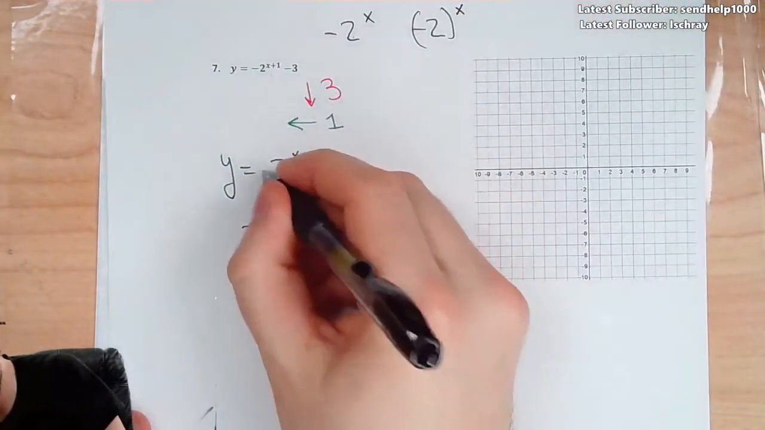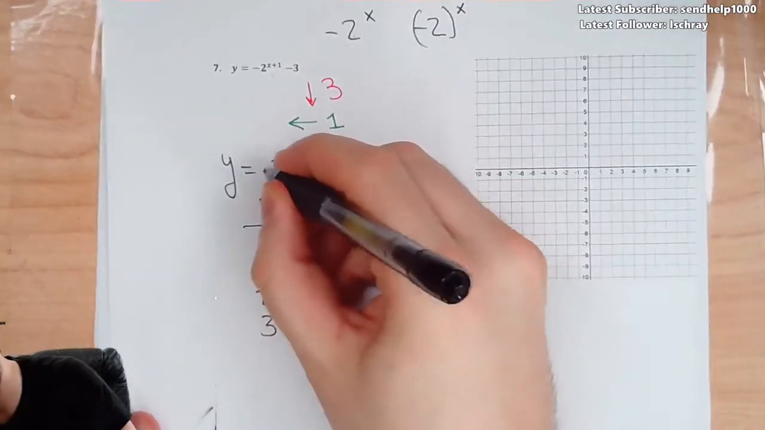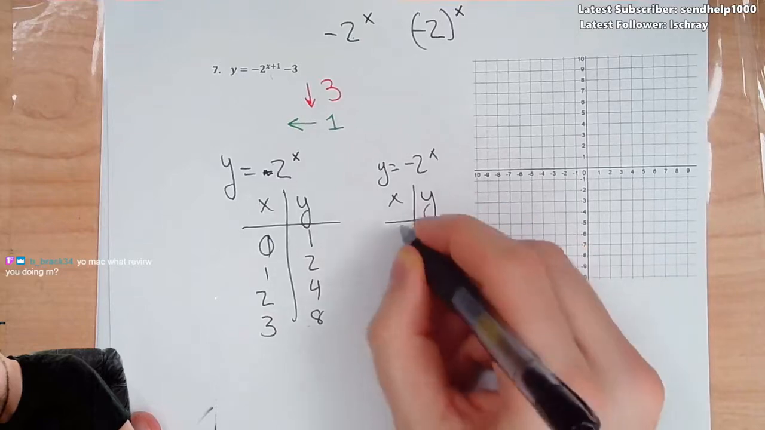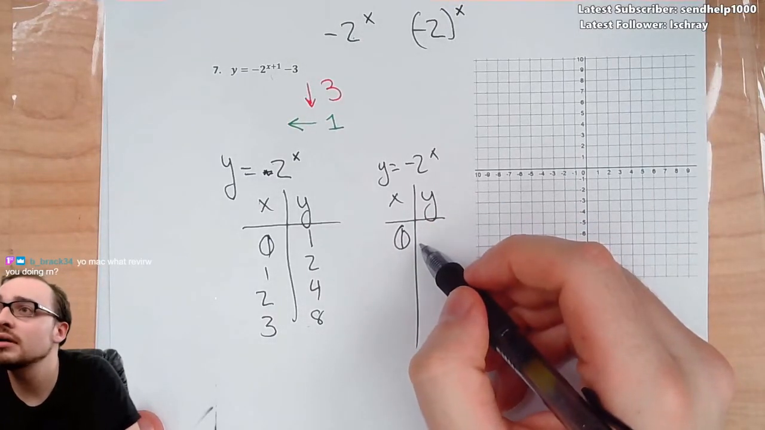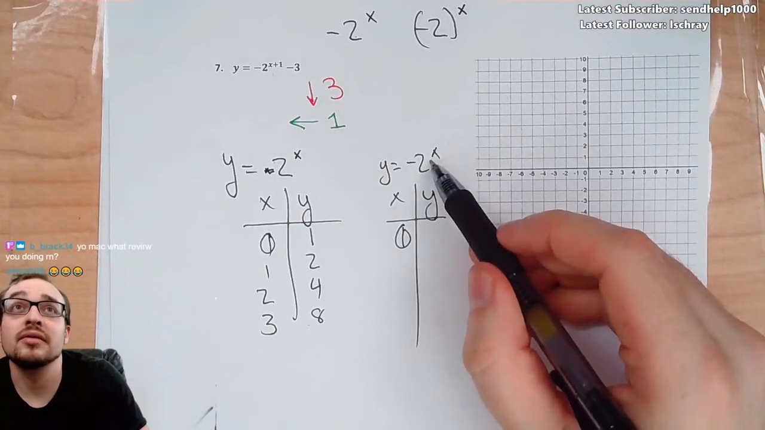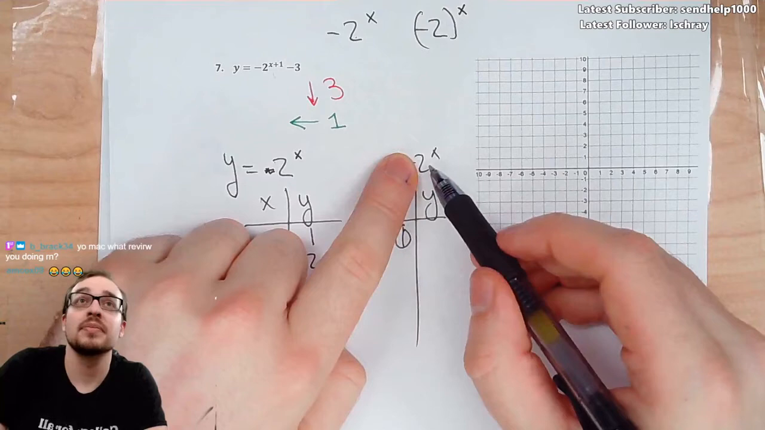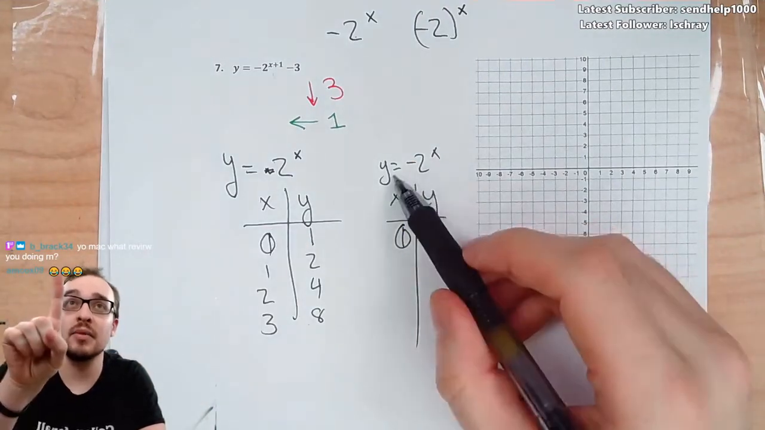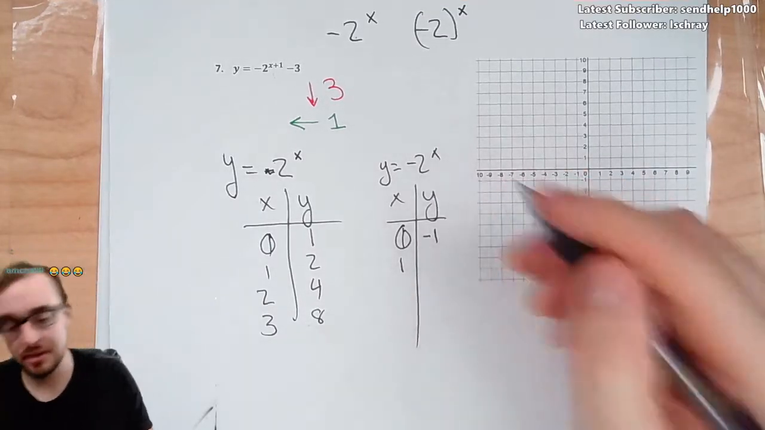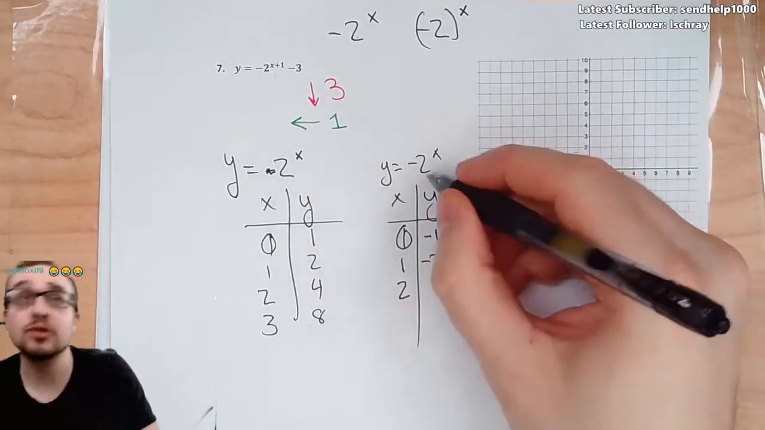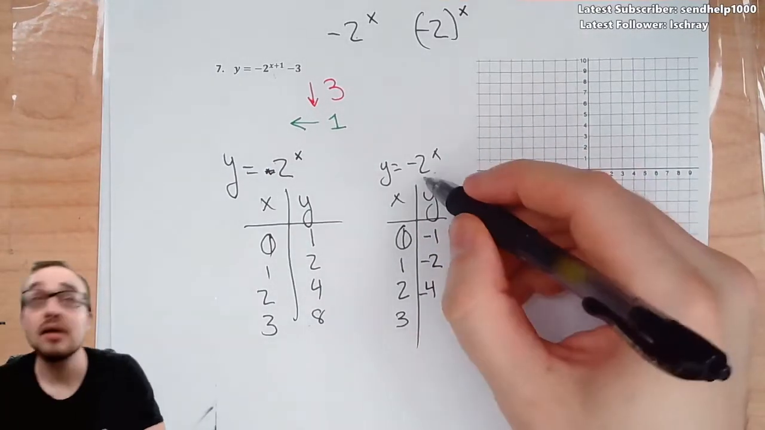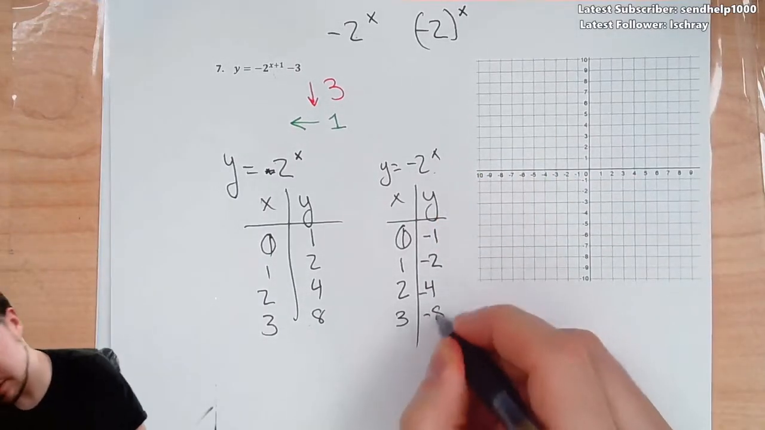So if this is minus 2, right? Let's do this. Plug in 0. This is algebra. Plug in 0 here. That's 2 to the 0th. Ignore the negative for now, right? 2 to the 0th is 1. Then we make it negative. 2 to the first. 2, make it negative. 2 squared. 4, now make it negative. 8, now make it negative. You see the difference?